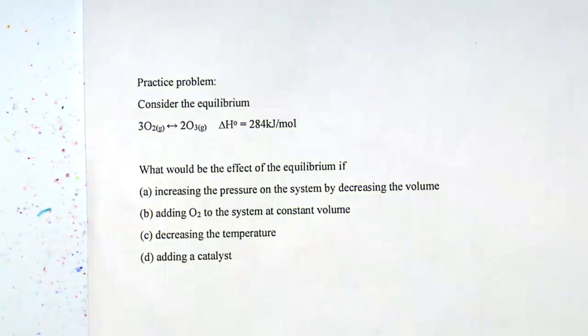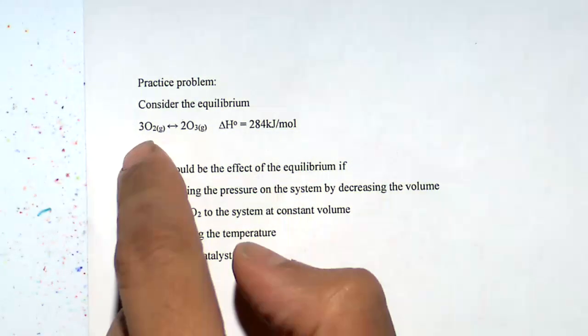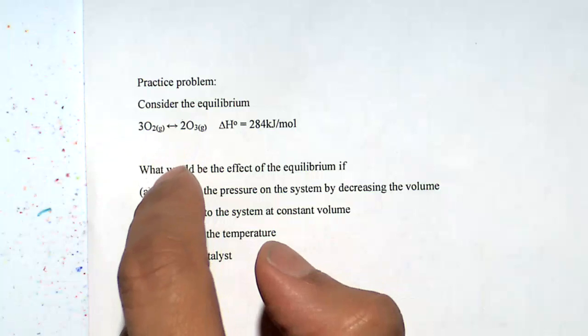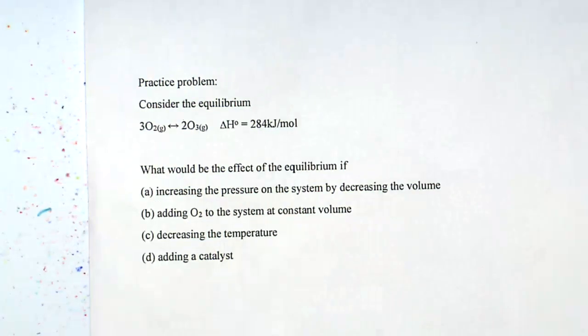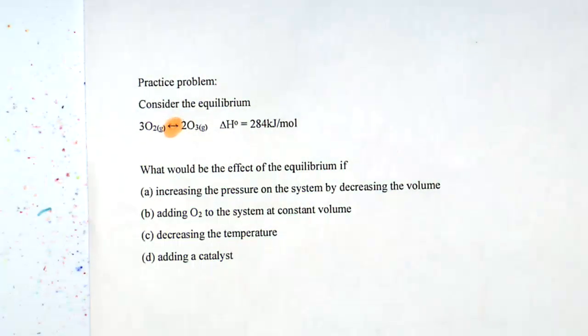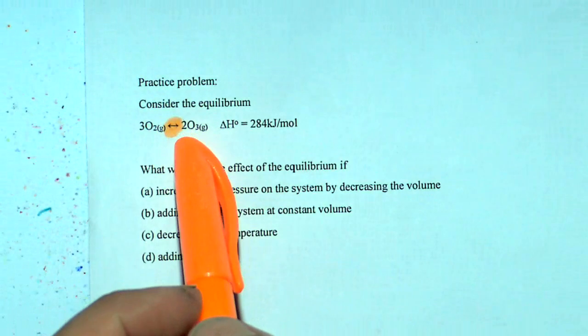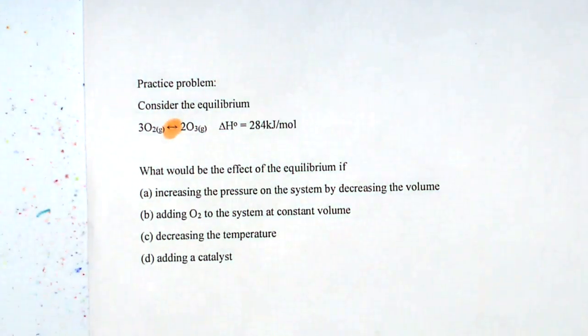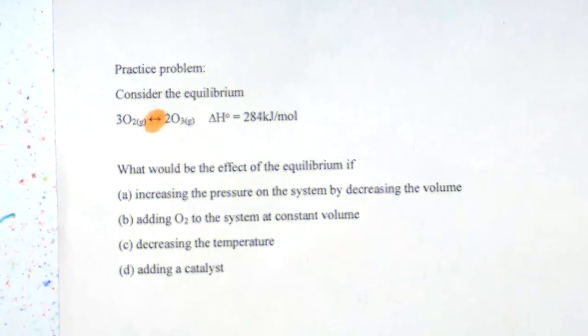All right, consider the equilibrium. 3O2 gas is at an equilibrium. How do I know it's at an equilibrium? It goes back and forth. Those back and forth arrows, like a snap of your fingers, automatically think to yourself, this is equilibrium. Back and forth, so it has to settle. 3O2 is at an equilibrium with 2O3. Everyone see that? 2O3.